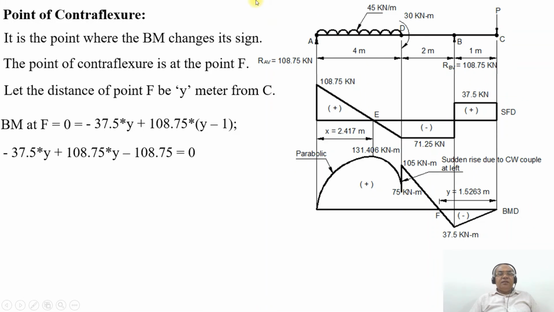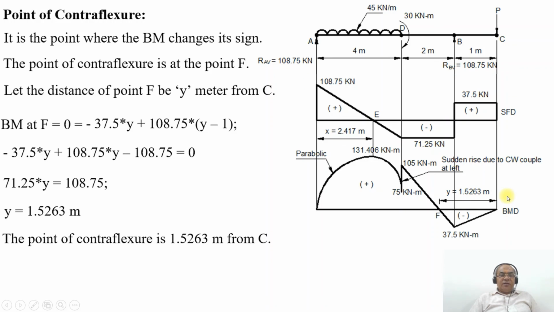Opening this bracket, 108.75 into Y minus 108.75 minus 37.5 into Y will be equal to 0. Therefore, 71.25 into Y will be equal to 108.75. Therefore, Y is equal to 1.5263 meters from C. So the point of contra flexure is at 1.5263 meters from the point C.